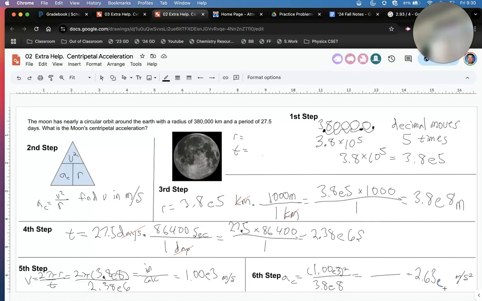So 6, 3, and then negative 3. Good. So if there's ever a negative after the E, that means it's a smaller number. Like this decimal is actually going to be like right here. So it's going to be 0.00263 meters per second. The moon comes at us very slowly, which is good.